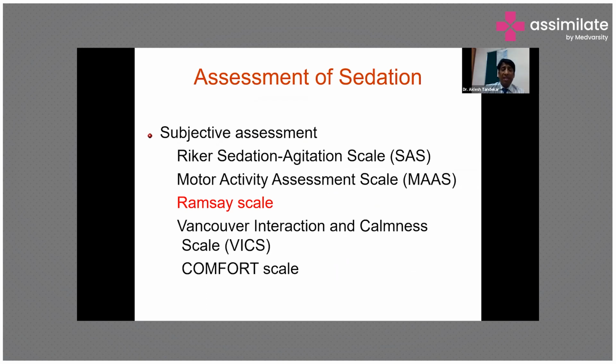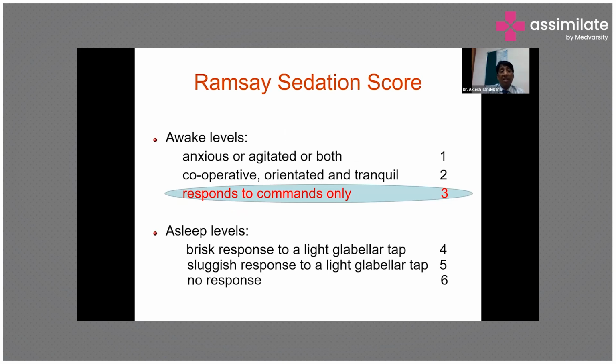So, Riker sedation agitation score and Ramsay sedation score are most popular, but the Vancouver interaction and calmness scale is also available, which is also called the comfort scale. As far as the Ramsay sedation score is concerned, the target is to keep the patient at a sedation score of 3, where the patient responds to commands only. If the patient is anxious, agitated, probably this patient is not safe. This patient needs to be sedated. But the patient should not be deeply drowsy or not responding to commands. Should not be like that.